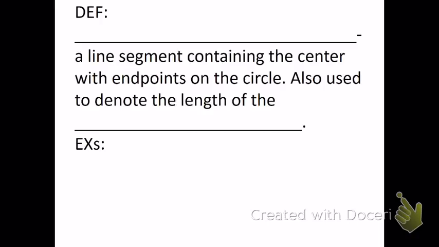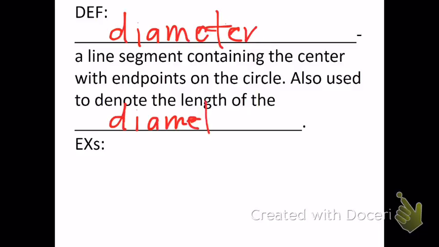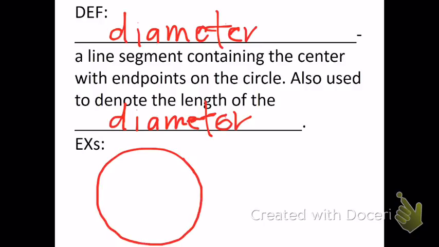What is a line segment containing the center with endpoints on the circle? What would that be called? Yeah, it's your diameter. A diameter is a line segment that contains the center and has endpoints on the circle. Diameter is also used to note the length of the diameter. So that line is the diameter, this is the radius, and this is circle O. Everybody have it?